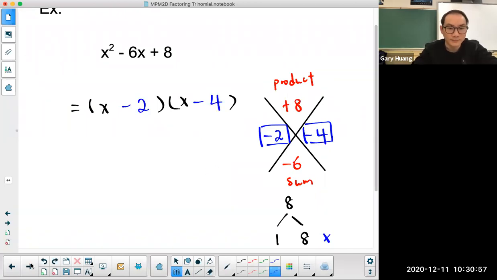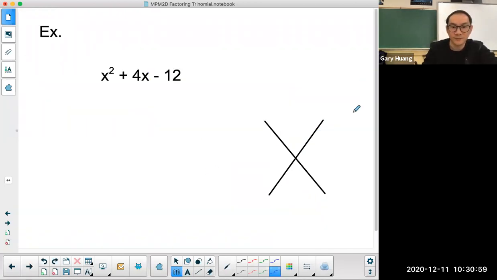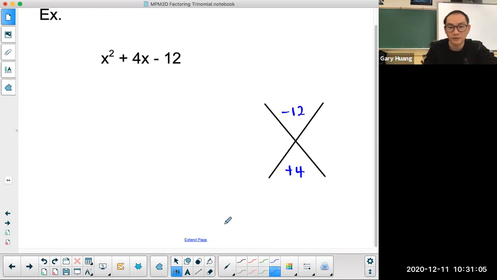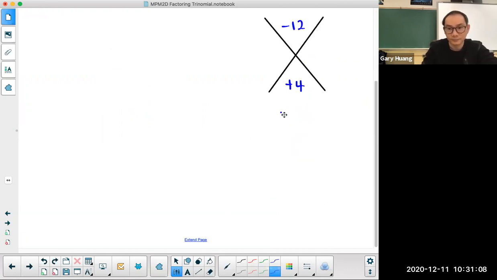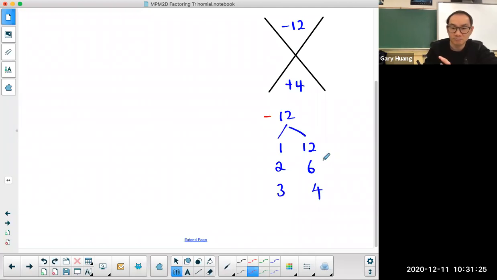Okay, we'll try one more. The c value goes on top. The b value goes at the bottom. We look at factors of 12. That's 1 and 12, 2 and 6, 3 and 4. So you know that's all the factors you have. Now, I see the product being negative. So that means one of those two has to be negative. One is positive, the other is negative.